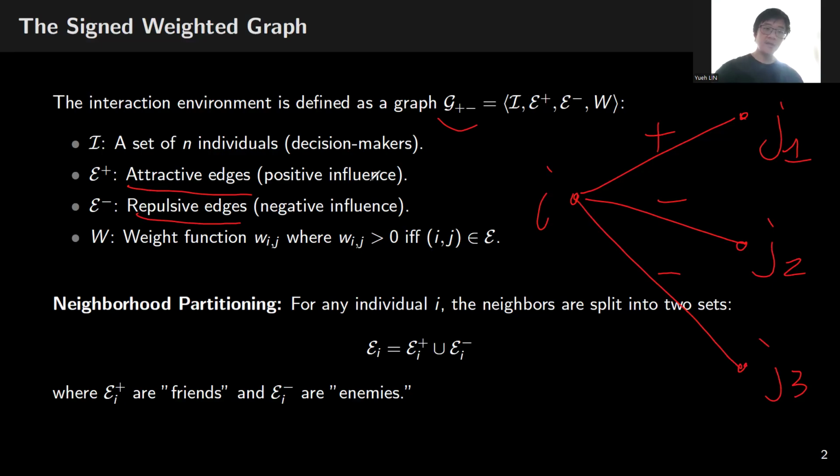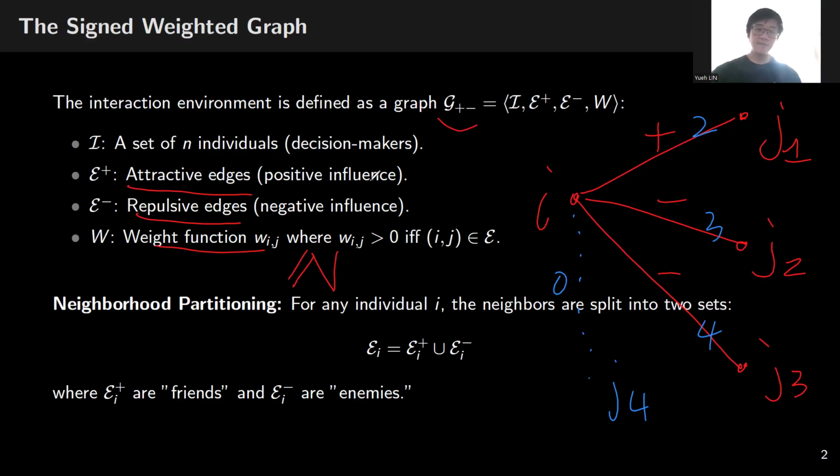In addition to that, we have a weight function. What is a weight function? It is a number, a weight assigned to each edge. So let's say the weights are 2, 3, and 4 for each individual. And we establish that if there's another individual J4 that is not a neighbor of I, then the weight should be 0.